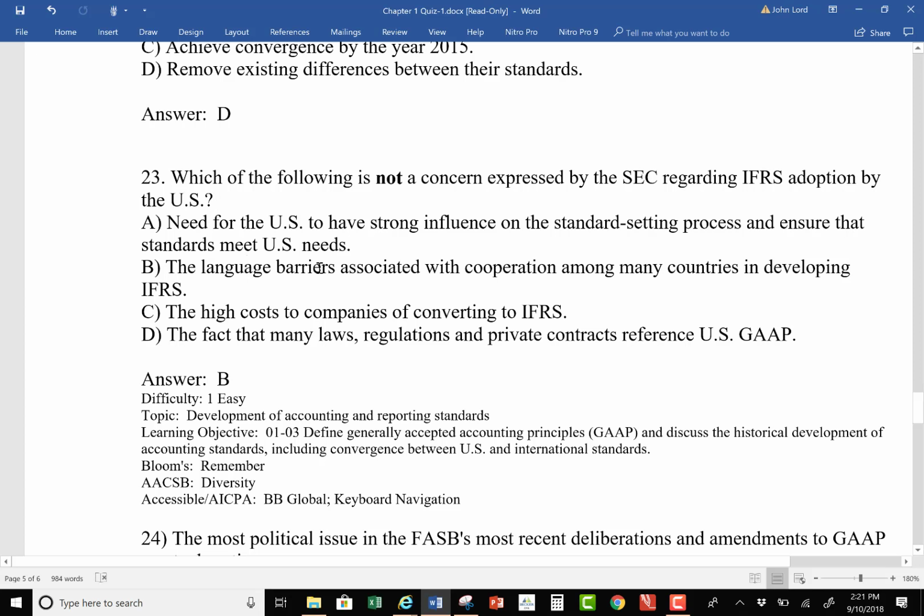B is the answer, language barriers. That's nonsense. I mean, you can always have interpreters, and when you have interpreters at the level of what's going on here, these are excellent interpreters.